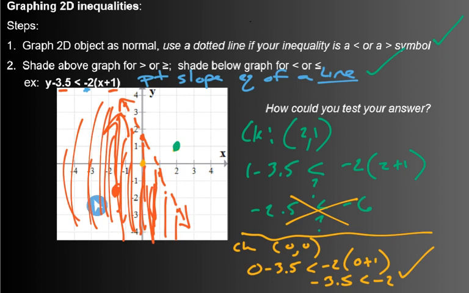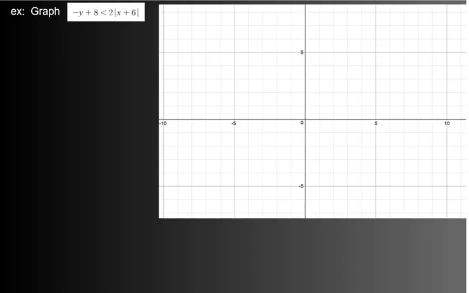And you could keep checking more points in here. Just don't check things like negative 0.8 and 0.8. That would be annoying to plug in. Do things that you can kind of do quickly just to check. So I just want to do one more.